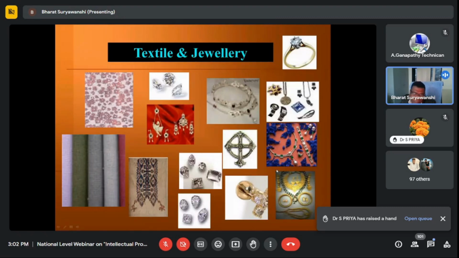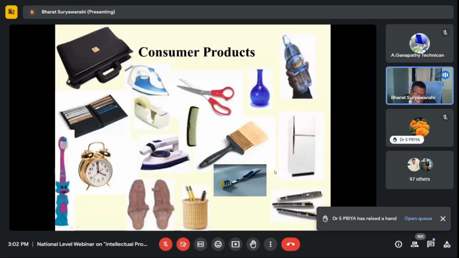Samsung TV, Sony TV, all the designs got registered. Even daily consumer products: office bag, your college bag, different designs. Wallet, you can check this. All the designs are different. Even Aquafine, Aquaguard, Sunrich, all the designs are different, even for the water bottle.